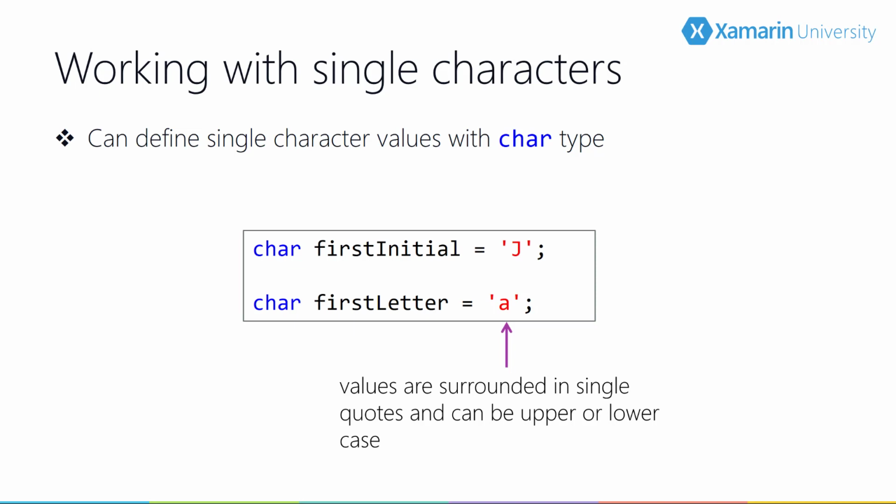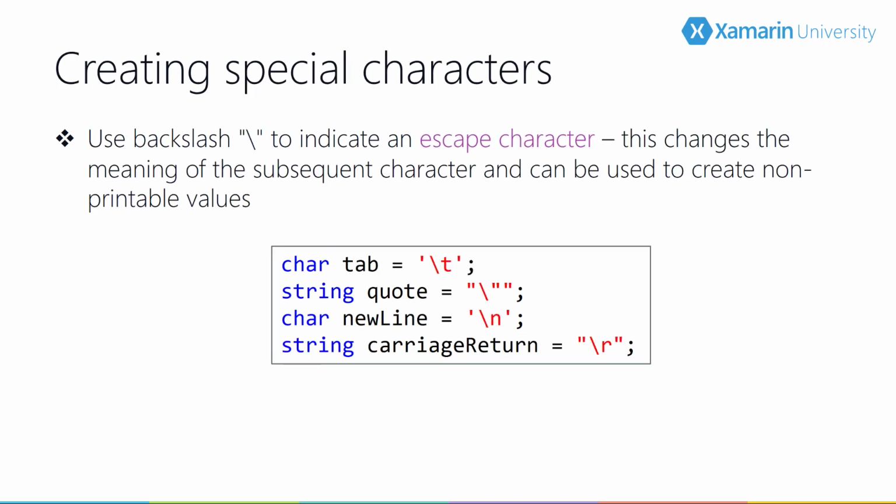Now, characters also have special characters. A special character is indicated by using a backslash. This is also called an escape character. And an escape character really is just an operation that is disguised in a character. So for example, \t, if you were to output that, it would insert a tab, whereas \n would go to a new line.